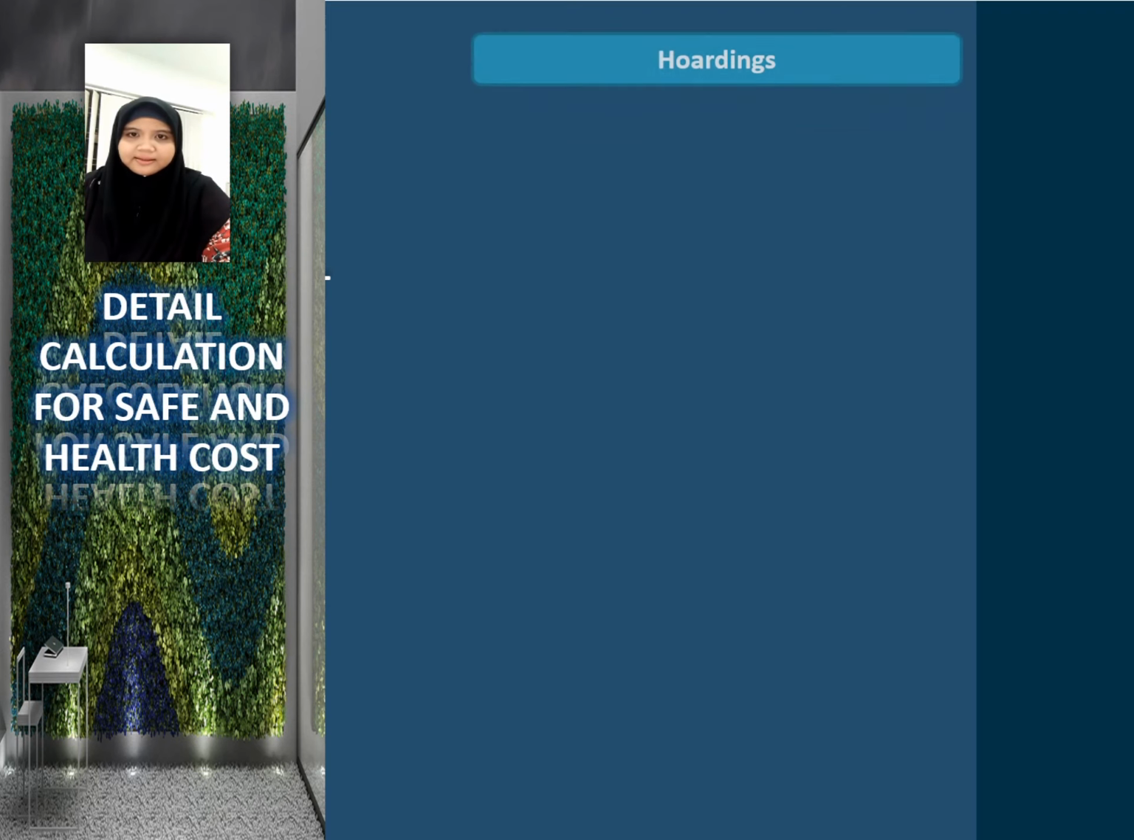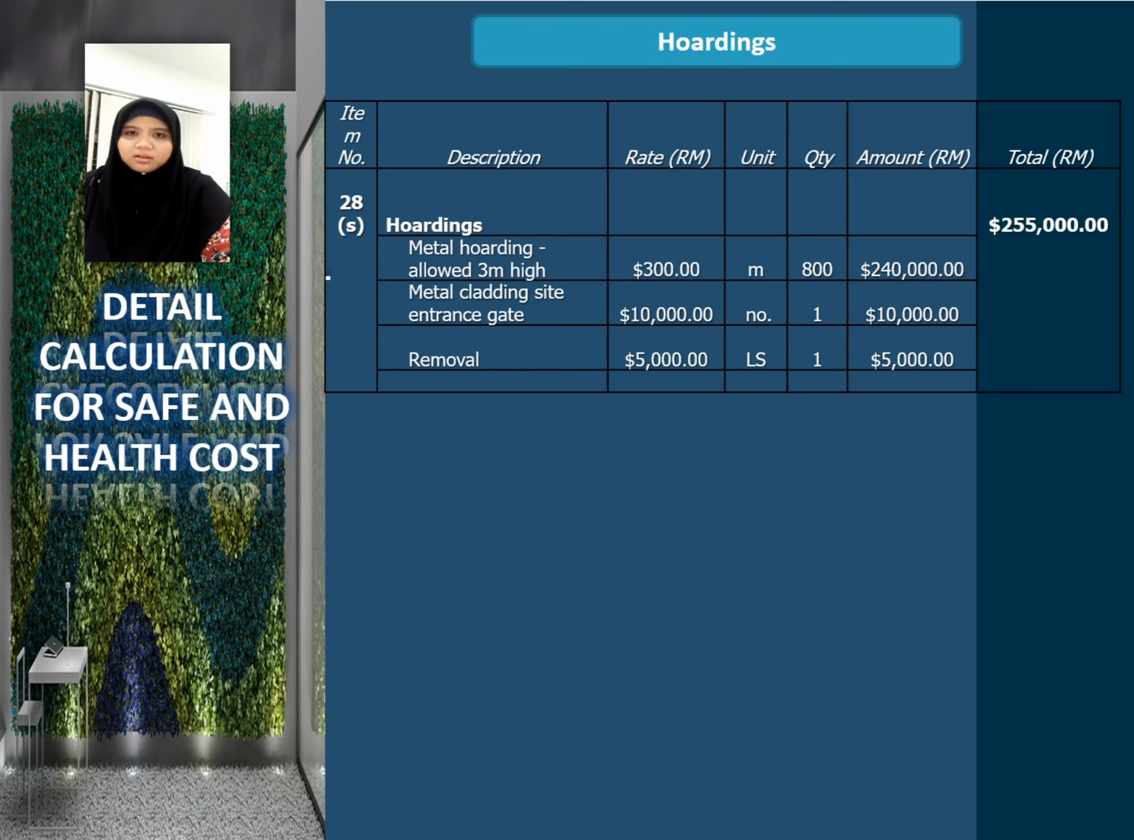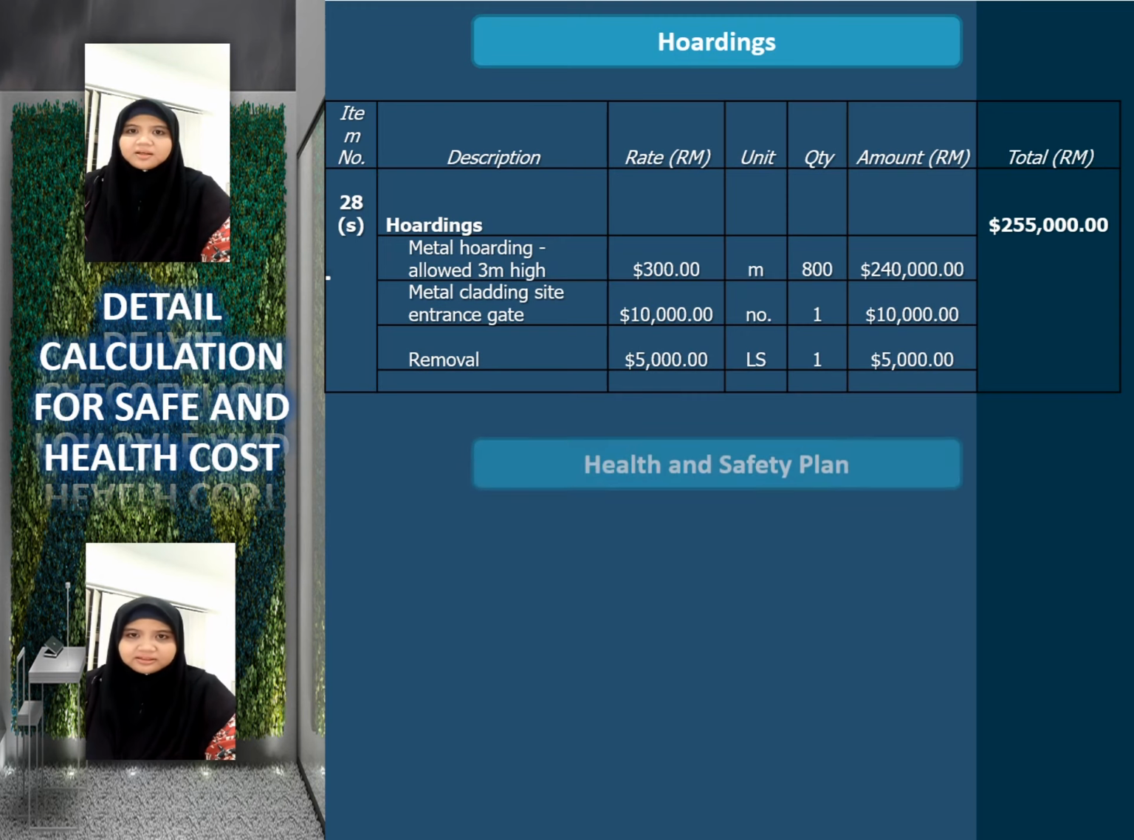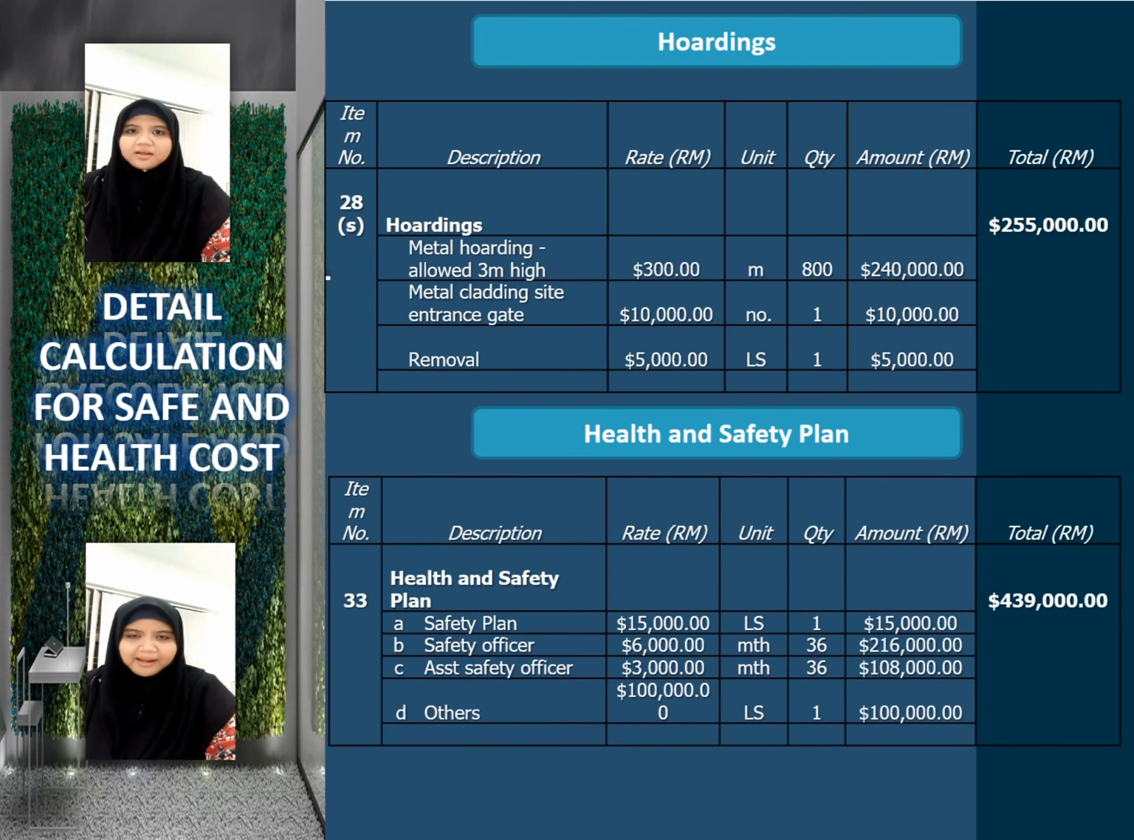The next cost is item 28S, hoarding. The cost to construct and complete 3-meter height metal hoarding is 300 ringgit Malaysia per meter and we need 800 meters. And the cost to supply and install entrance gate is 10,000 ringgit Malaysia. And after completing the job, we need to remove the hoarding and gate and the cost is 5,000 ringgit Malaysia. So the total cost for item 28S hoarding is 255,000 ringgit Malaysia.